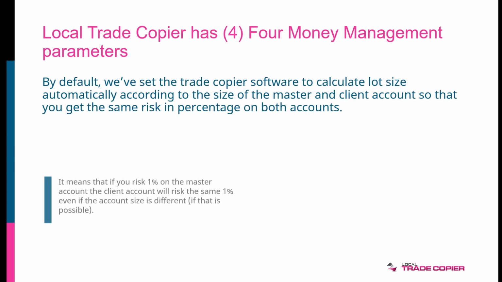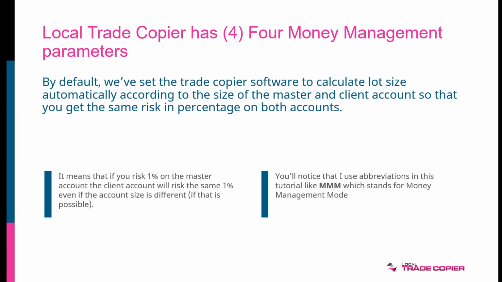So the Local Trade Copier has 4 money management parameters. All the money management in the Local Trade Copier you can control with these 4 parameters, and you will see that mainly 2 of them are the most important, while the other 2 are not so important. But first, we still have to look at them all in this presentation.